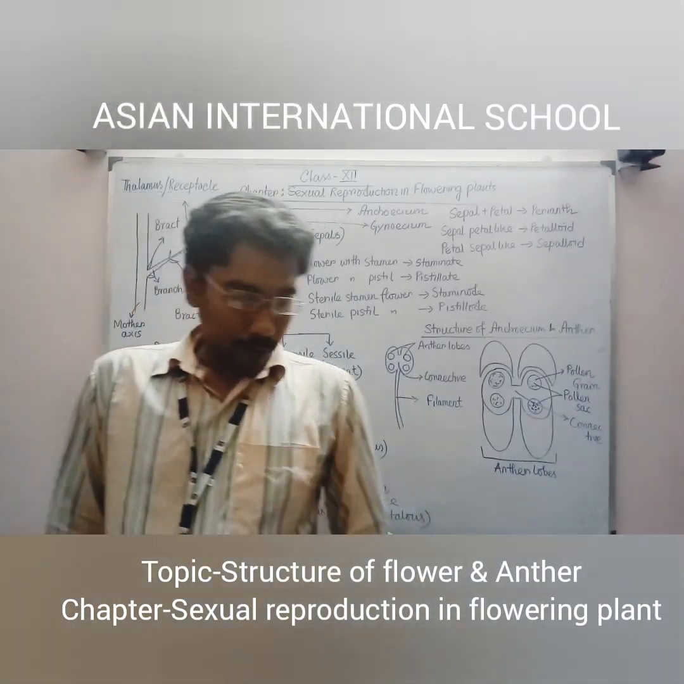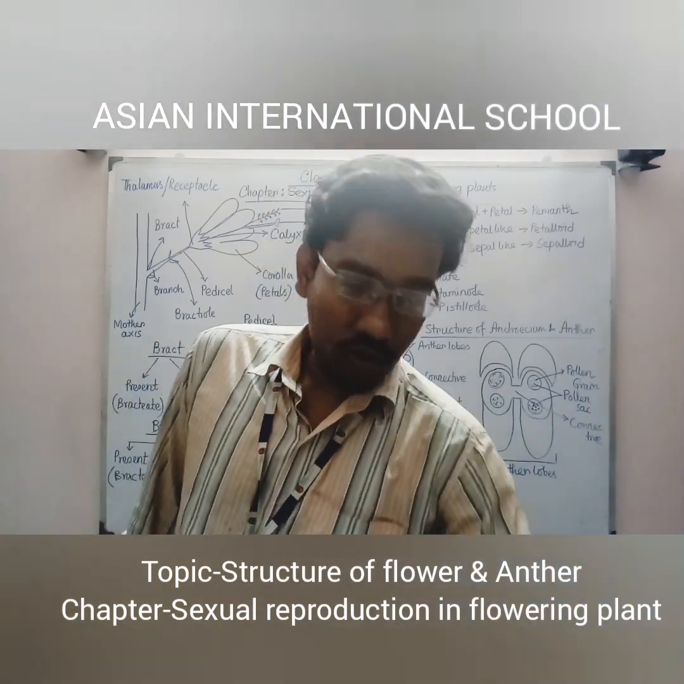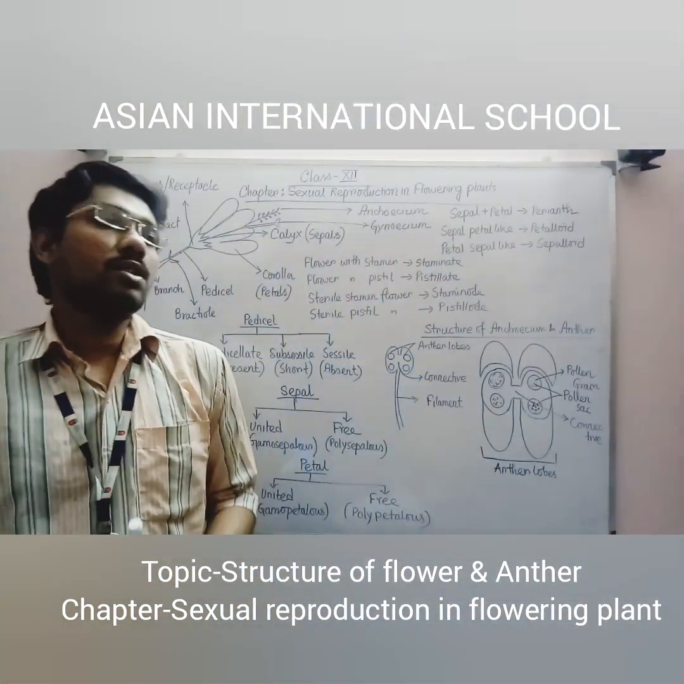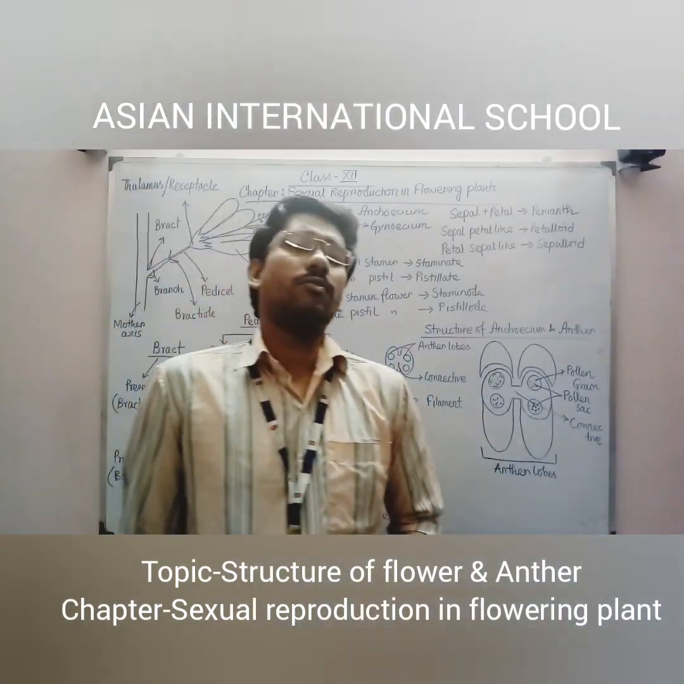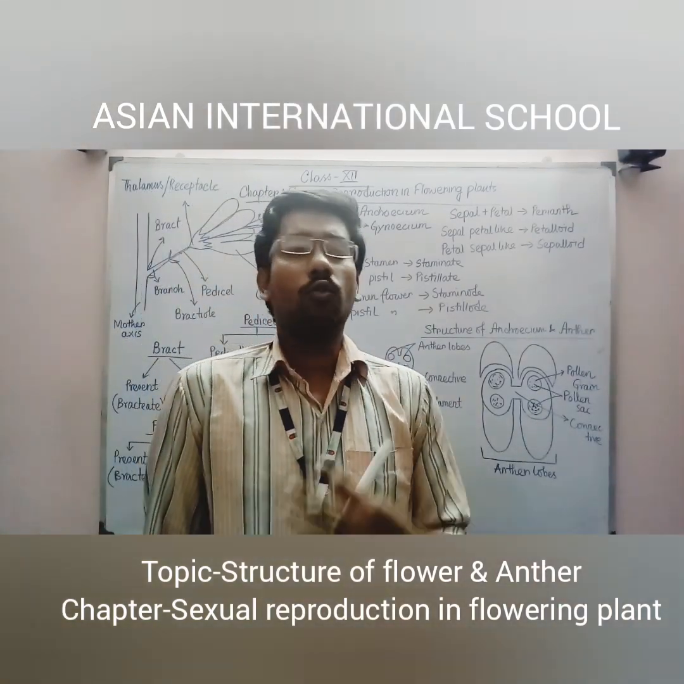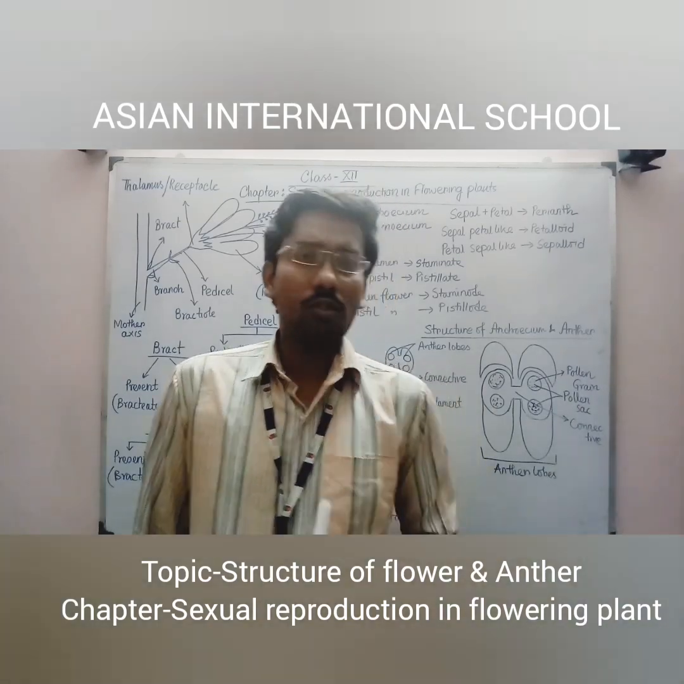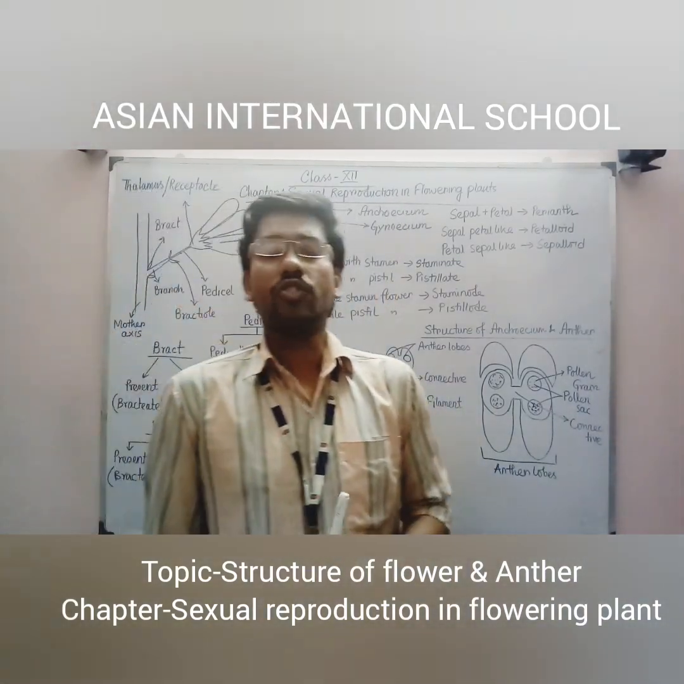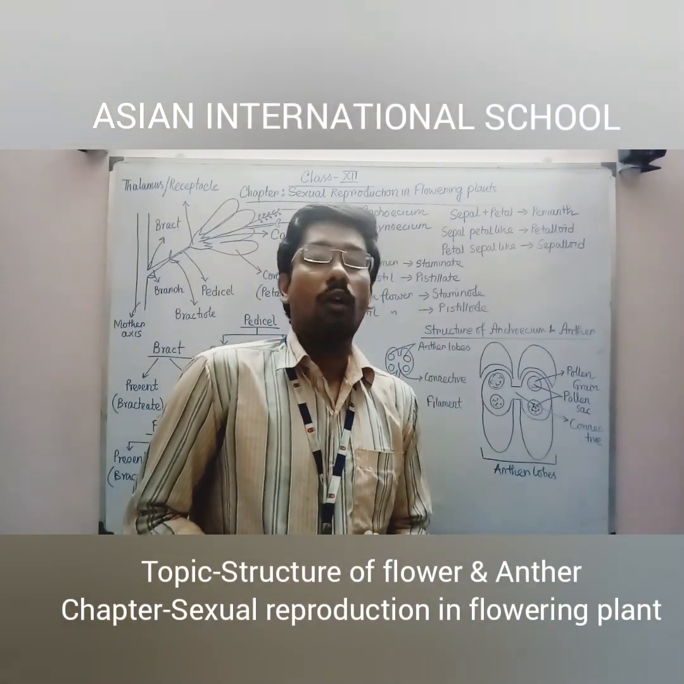In this chapter, first of all we have to discuss the structure of the flower, then the structure of anther, pollen sac, pollen grain, how the pollen grain is forming, as well as how the ovules are forming within the ovary, ovule structure and so on, pollination, outbreeding devices. We have to discuss all these things in this chapter. So let's start with the new chapter, sexual reproduction in flowering plants.